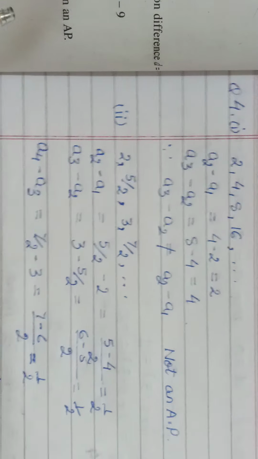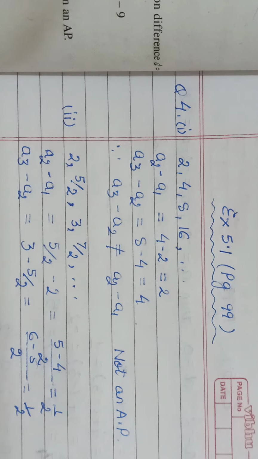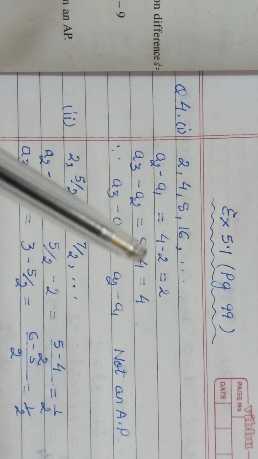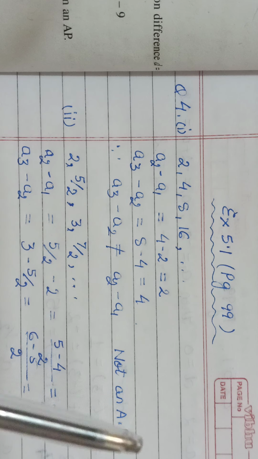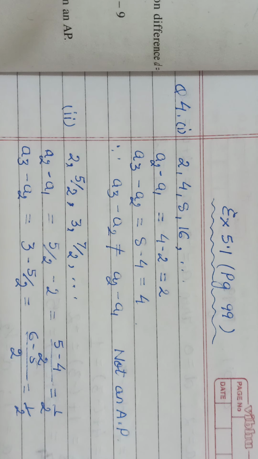What did we discuss an AP is? We said a sequence is an AP when the next term is obtained by adding the same difference to the previous term. The first term is A, the next becomes A plus D, then A plus D plus another D, then A plus D plus D plus another D. So A, A plus D, A plus 2D, A plus 3D. That is how a sequence proceeds, and that is termed as an AP.